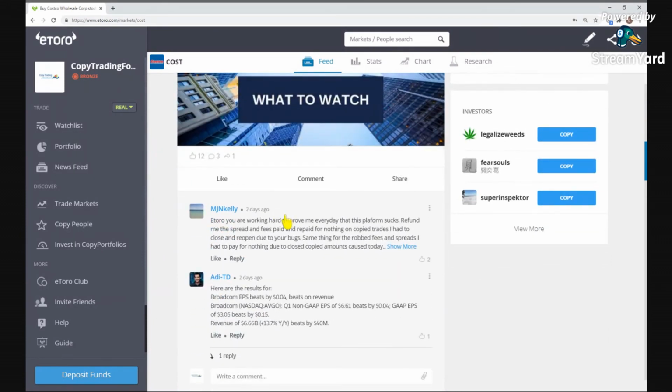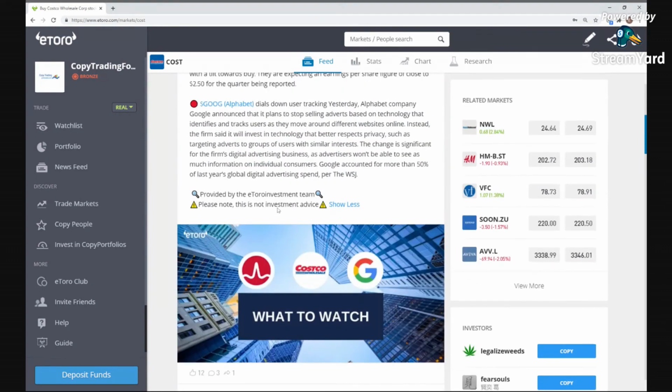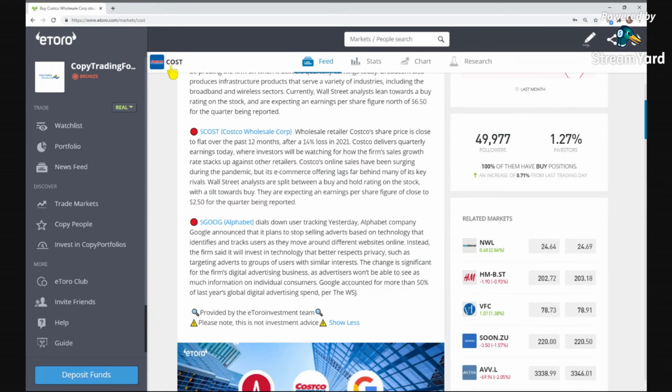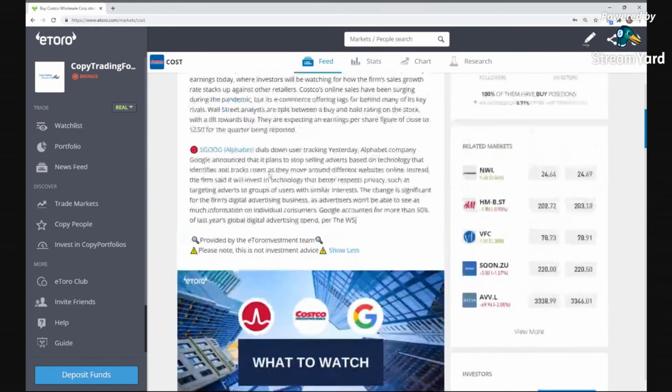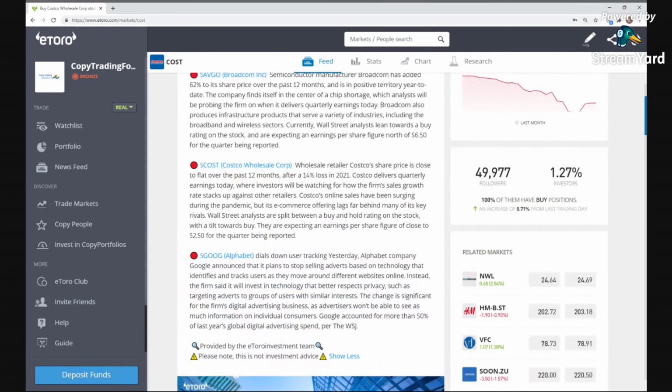This is all a part of my research. So come to your Costco page, look through the news here, okay? You can see here, wholesale retail Costco's share price closed flat over the 12 months, after a 14% loss in 2021 because of what's happening in the world. So look at this news.